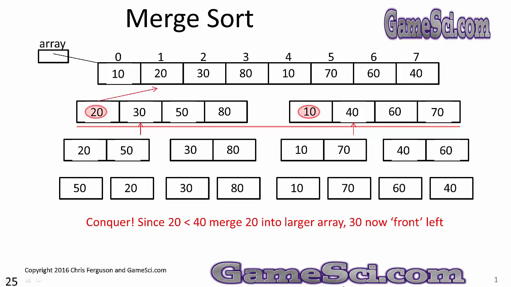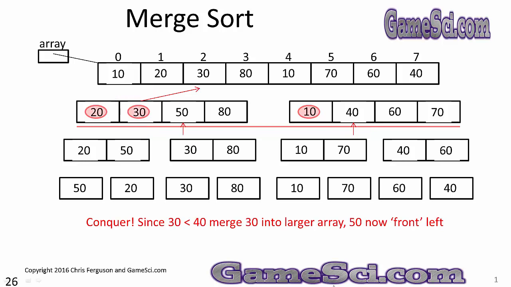Conquer. Once again, since 20 is less than 40, I'm going to merge the 20 into the larger array. The red circle indicates the 20 is done and we don't have to look at it again. The arrow under the 30 indicates that is now the front of the left side. I'm still merging the left array with the right array. The arrow under the 30 says I need to look at that next. The arrow under the 40 says that remains to be merged.